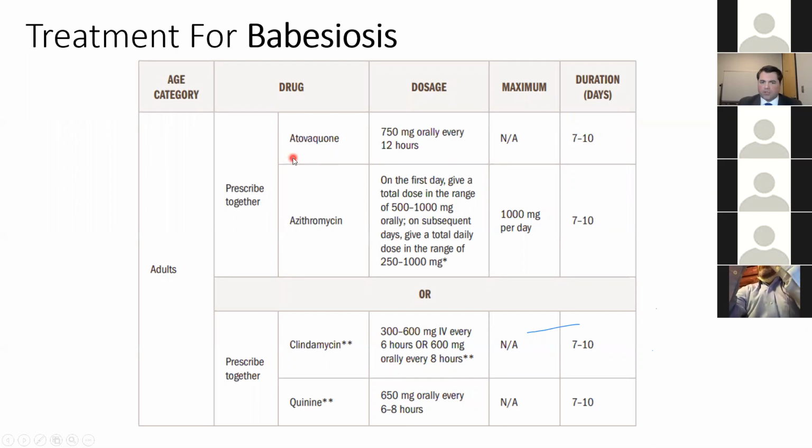Now, as far as treatment goes, this one is unique compared to the others. The treatment here is not doxycycline, it's atovaquone plus azithromycin. And a popular test question would be, you have a patient that comes in with another tick-borne illness, you treat them with doxycycline and they're still sick. Then you have to suspect babesiosis in addition to what other tick-borne illness they had. And the reason is because the treatment for this isn't doxycycline like it is for all of the others.